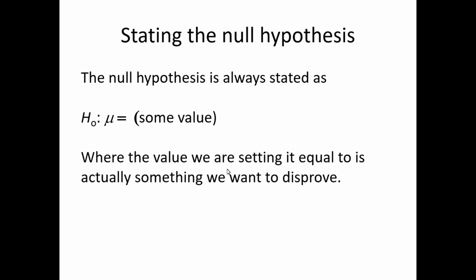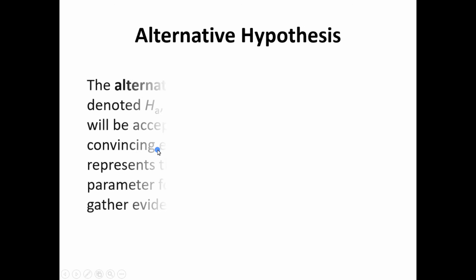So when you state the null hypothesis, you set it up as H0 colon, and then whatever the population value, in this case, it's a population mean. That's why it's got that Greek letter, or I'll pronounce it mu, equals some value. So maybe the null hypothesis would be mu equals 50, the average age in the room. Where the value we are setting is equal to is actually something we want to disprove. So we want to disprove the average age is 50 because we know it's actually smaller. We set up as the null, mu equals 50.